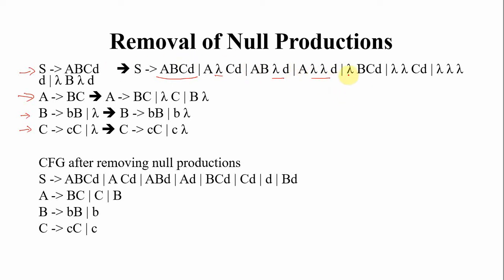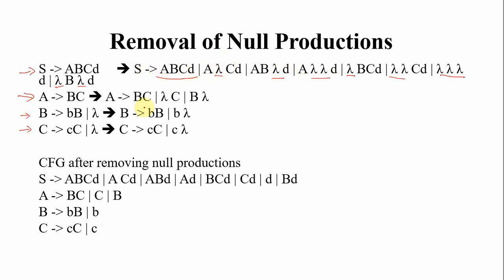Here we have substituted lambda for A, because A is also nullable indirectly, and here AB has been replaced with lambda. Here A, B, C, all 3 variables are replaced with lambda. Here we have A and C replaced with lambda. So we have covered all possible combinations. We have substituted lambda for every one of the combinations.